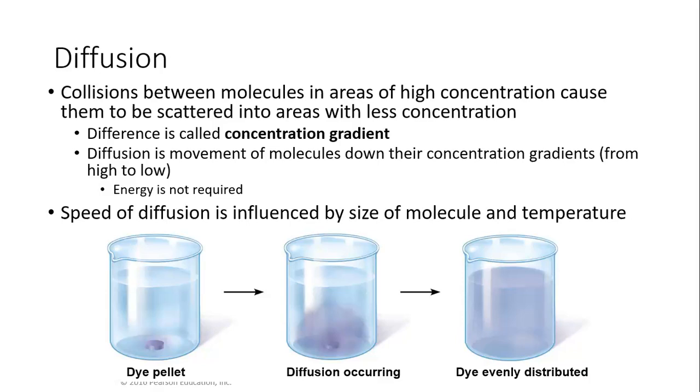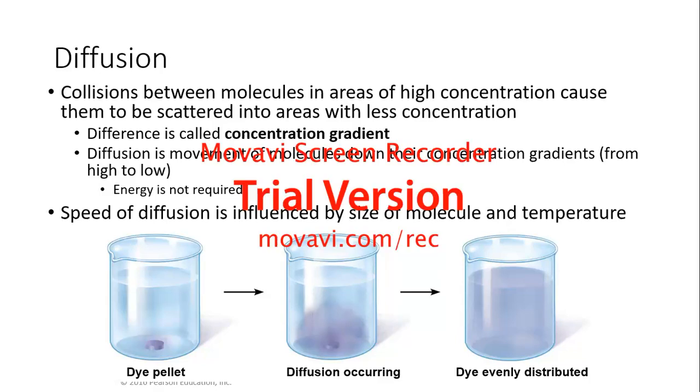And when you're going up a concentration gradient, going from low concentration of something to high, that does require energy. So that's going to be dealing with active transport, and we'll talk about that after we get through passive transport. But going down a concentration gradient, from high to low, does not require any energy.